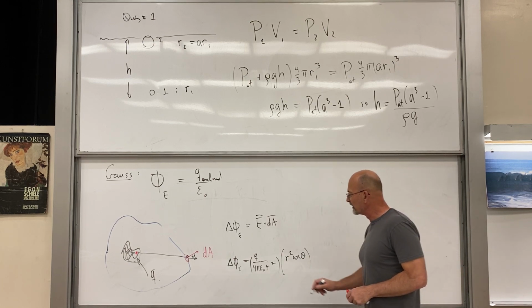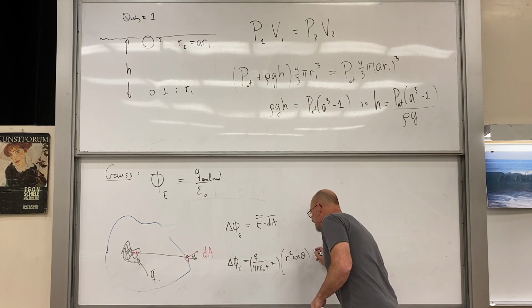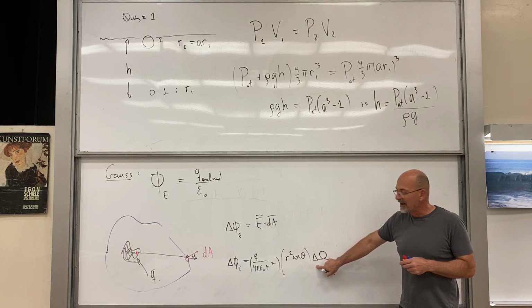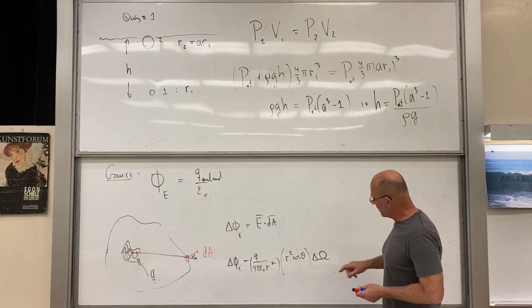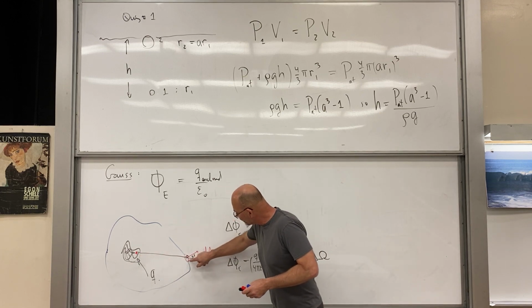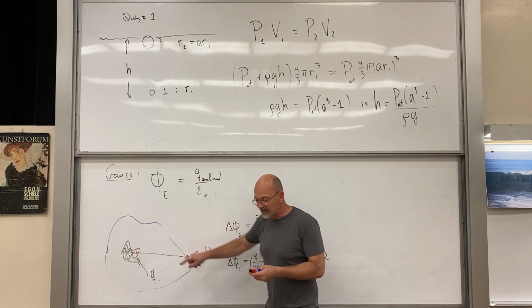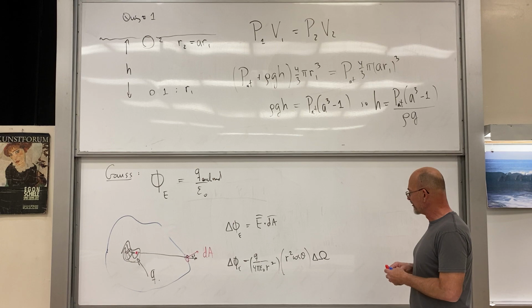R squared cos theta, and then I'm going to have a d omega, which is an element of spherical angle. And this r squared here is simply because when you're a distance r away, you're sweeping out a certain amount of area. So that's where the cancellation comes from.